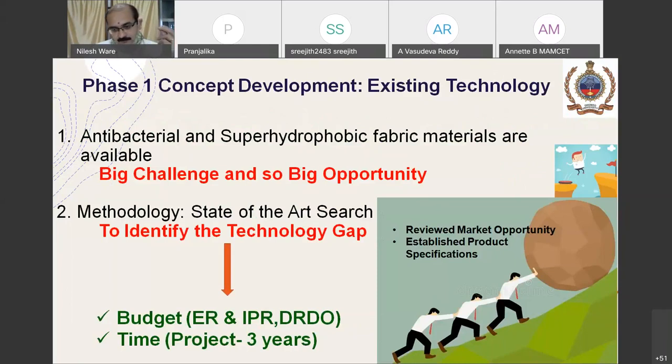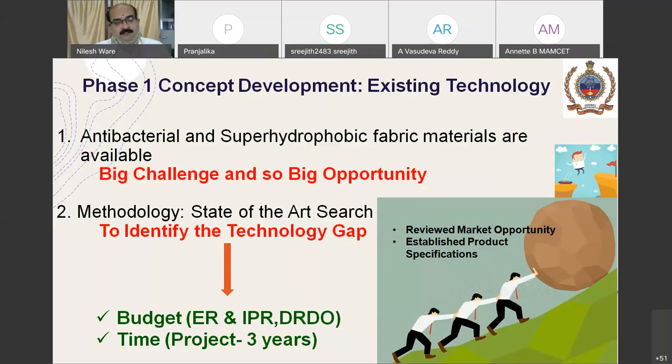Then, existing technology. I think most of the audience would have understood, like, hey, these technologies are available. Why are you doing this? What is the difference? If you look into the existing technology, they have the antibacterial fabrics. I think Tri-Services, I have an officer sitting just opposite to me in my hall. He knows, yes, antibacterial fabrics are there.